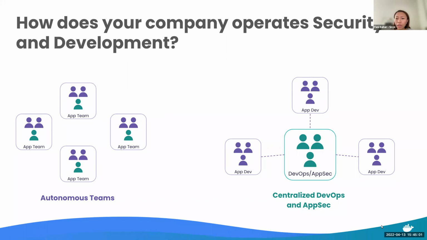So in this situation, when you pick a security solution, if you are autonomous, you need to make sure that you find a solution that works really well with all the application teams in your organization. Or you can have a DevOps AppSec centric model and find a solution that can work well in a centralized situation.